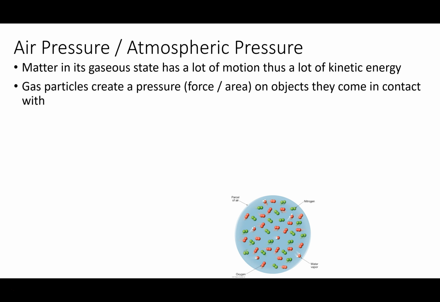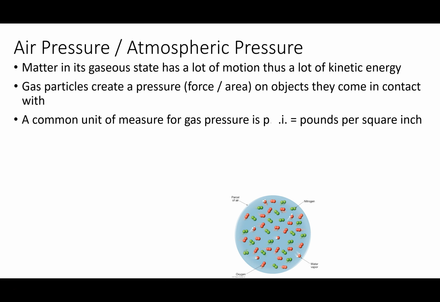So anyway, we have this pressure thing going on, and so this picture with the little circle, we kind of looked at this before, that's a parcel of air. If you look closely, you can see the two colors. I think the green are the oxygen and the red are the nitrogen. And you see the cute little Mickey Mouses, those are the water vapor particles that we measured last week in lab. So all gas particles create a bang, create a pressure.